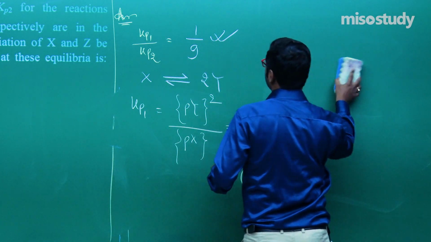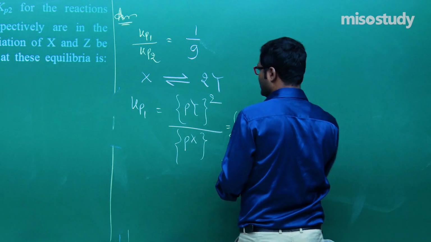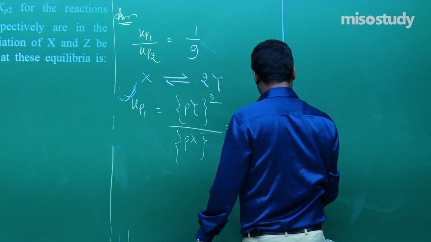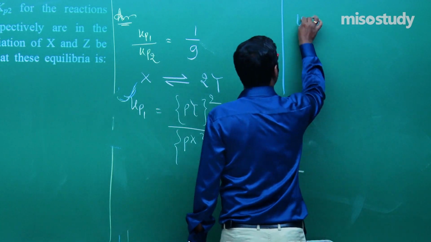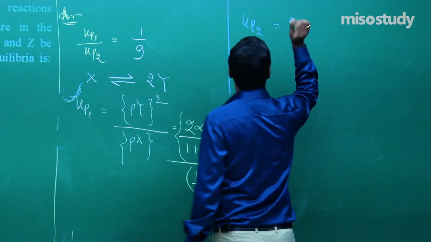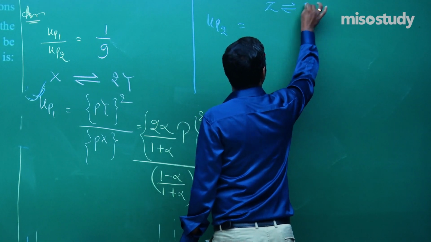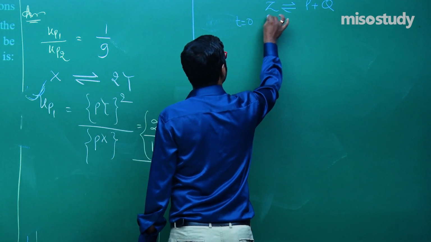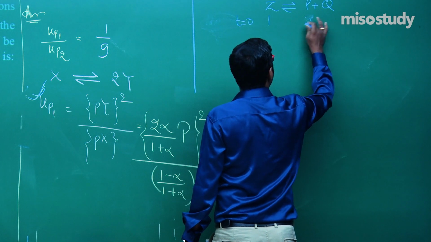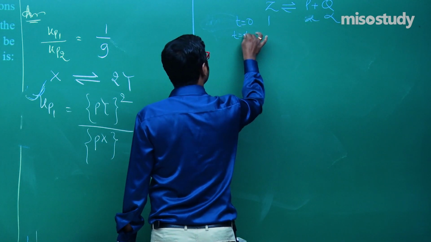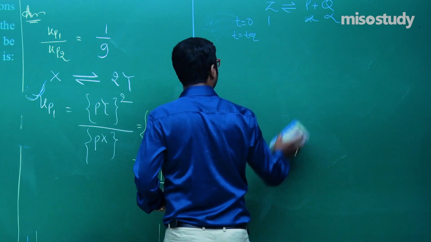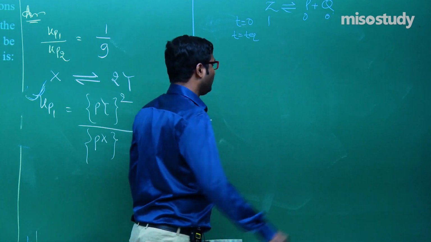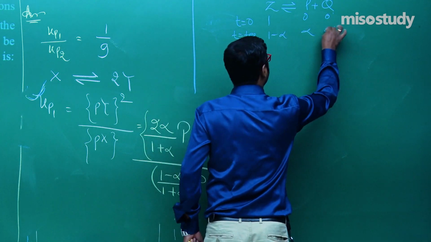In this case, according to the question, degree of dissociation is same. This is the expression for Kp1, mark here. Now moving here for Kp2, what will happen, tell me? That is the expression: Z gives you P plus Q. Clear? Now at t is equal to 0, we have 1, 0 and 0. At t equilibrium, 1 minus alpha, alpha and alpha.